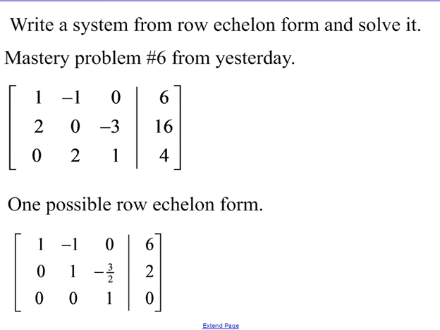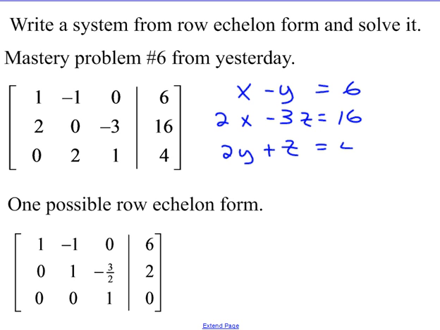3 variables, 3 unknowns. So first we're going to take this. So this is number 6 from your mastery yesterday. And this system, I gave you an augmented matrix, and then it represents this system, x minus y equals 6, because we'd have 0z, and I'd have 2x, now I have no y's, but 3z equals 16, and my final equation is represented 0x's. I have 2 y's plus 1z, it's going to equal 4.